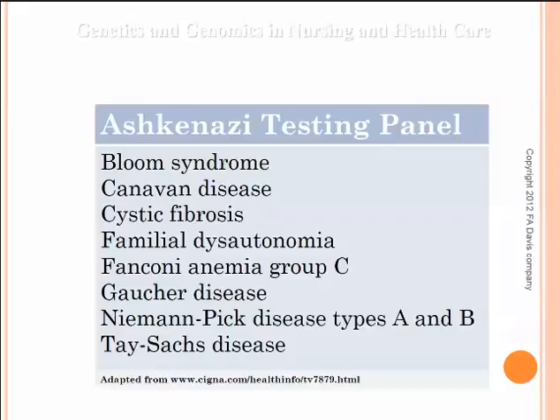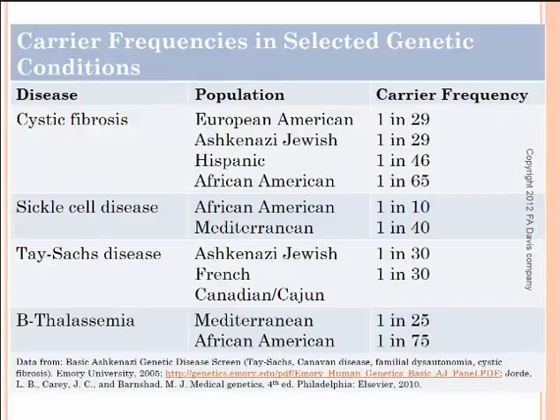An Ashkenazi testing panel consists of these certain genetic disorders, and this is in your textbook too. So, carrier frequencies in selected genetic conditions. This is a chart that goes by diseases, populations, and the carrier frequency, and you can review this at your leisure.